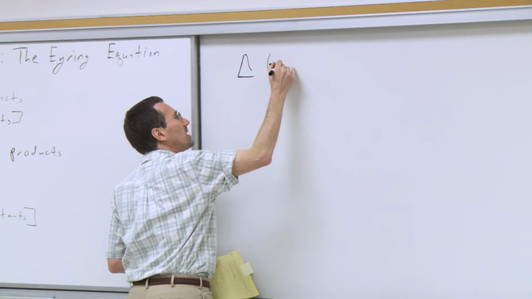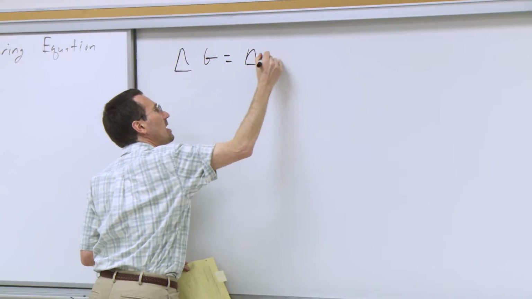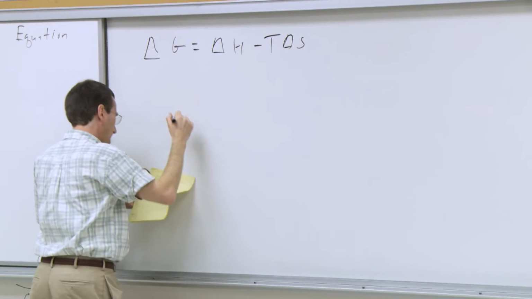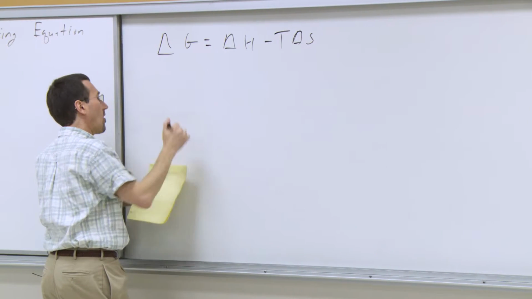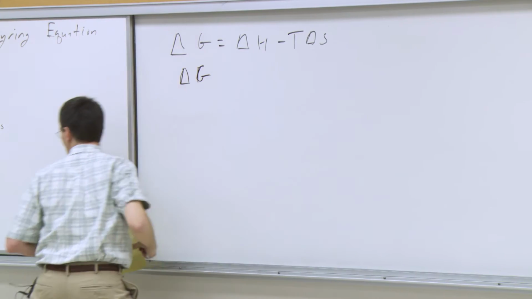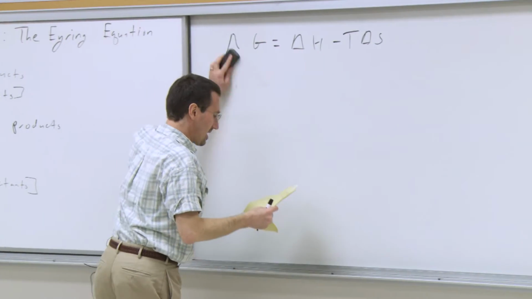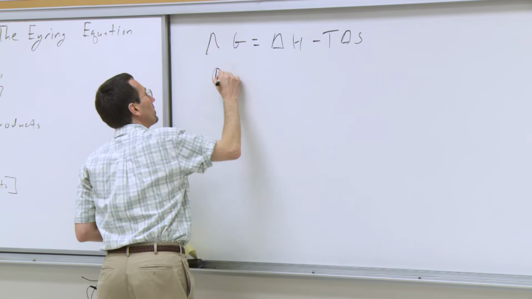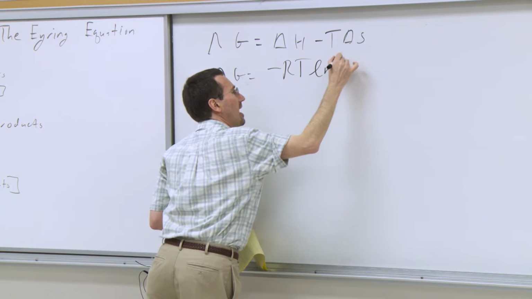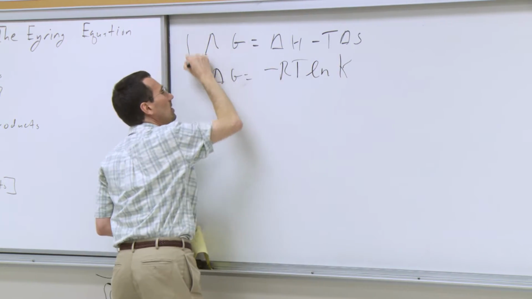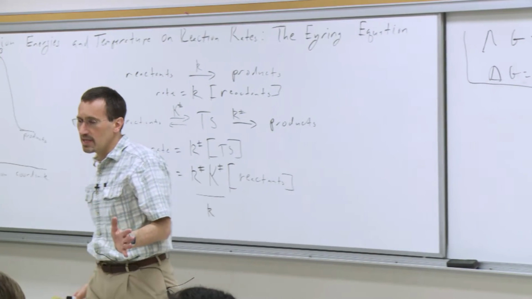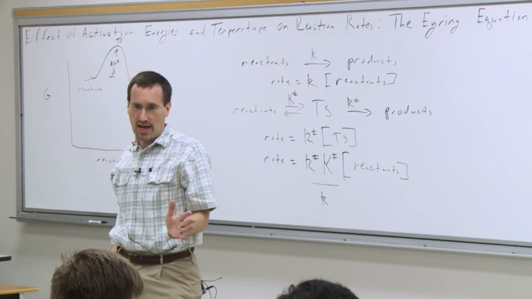The only thing you really need to know in organic chemistry is delta G equals delta H minus T delta S, and delta G equals negative RT natural log of K. I'm writing really sloppily today, my apologies. Delta G equals negative RT natural log of K_eq. If you know these two equations, you probably can do most of the math in sophomore organic chemistry.